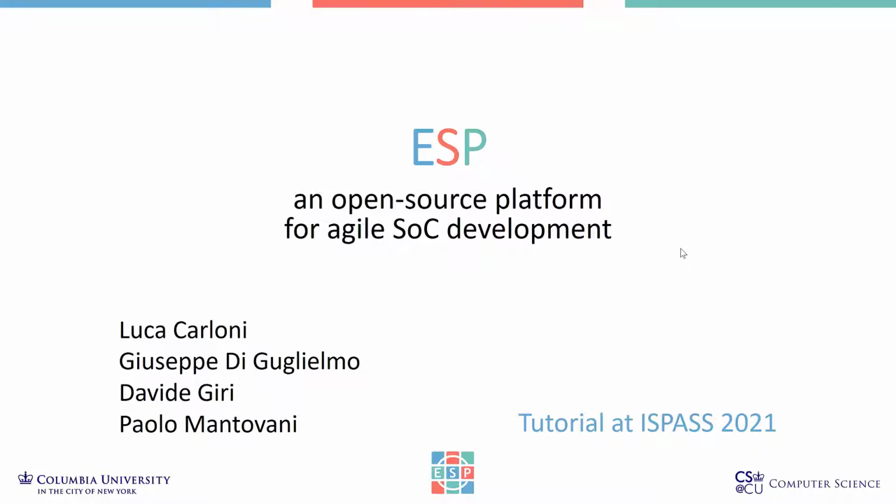ESP is an open source platform for Agile system-on-chip development. ESP has been open source for the last 18 months or so, but it is actually the result of over 8 years of research at Columbia University by the system level design group that I'm leading. And together with me, I have 3 members of the group who are among the main developers of ESP to introduce the various capabilities of this platform to you.